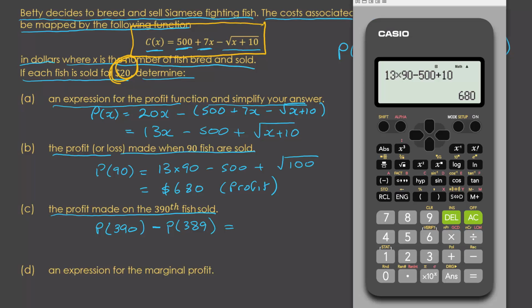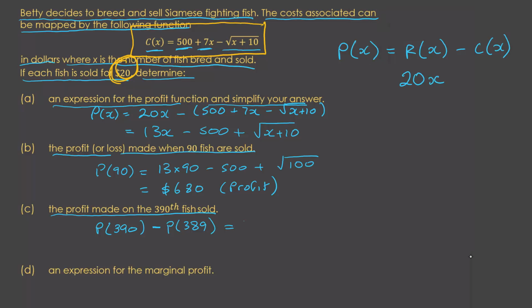So we're going to have 13 times 390, take away 500, plus the square root of 400. That's 4590.